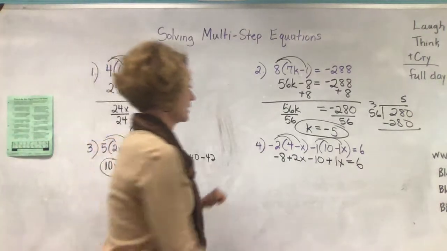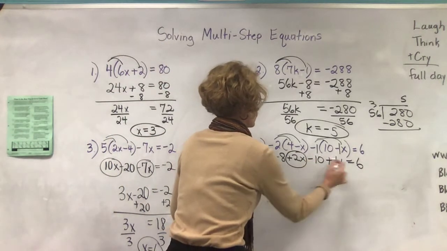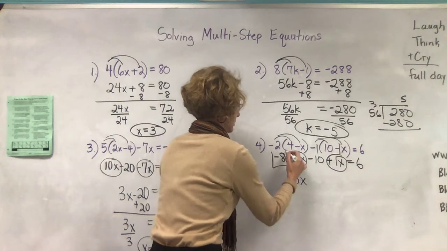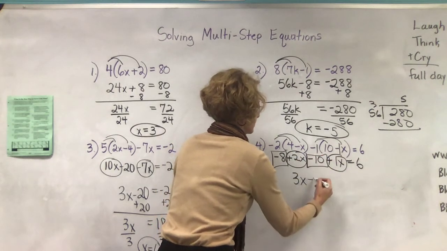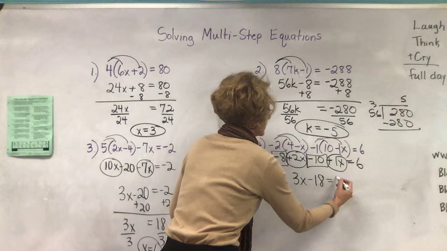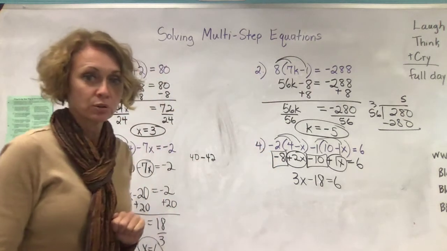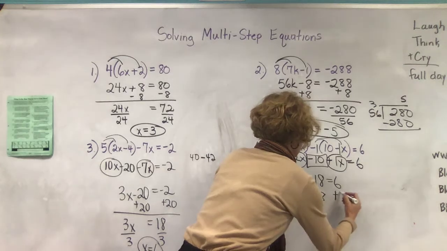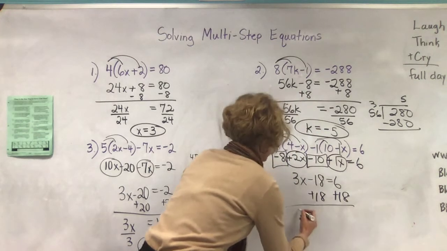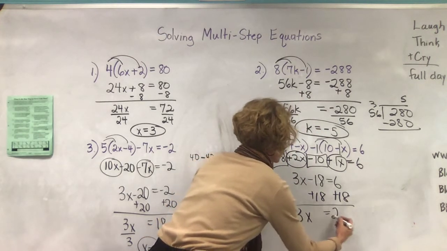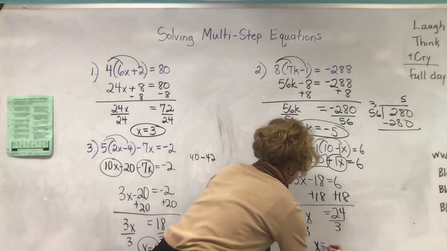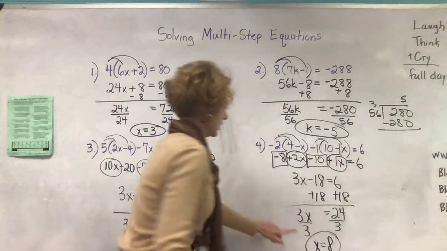I'm going to combine my like terms. 2x plus 1x is 3x. Negative 8 minus 10 would be negative 18. There's my two-step equation. And now I'm going to add 18. And that's going to give me 3x equal to 24. Divide by 3. X will be equal to 8.